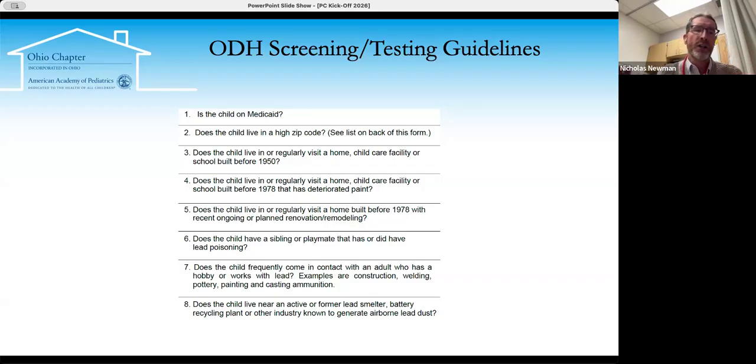So once again, if there's any question about the age of the home, assume that it's older because over 2/3 of the housing in Ohio was built before 1978. And then if there are other children who did have lead poisoning, it's really recommended to check the other kids who are in the home or other kids that this child plays with. And then we get into occupational exposures.